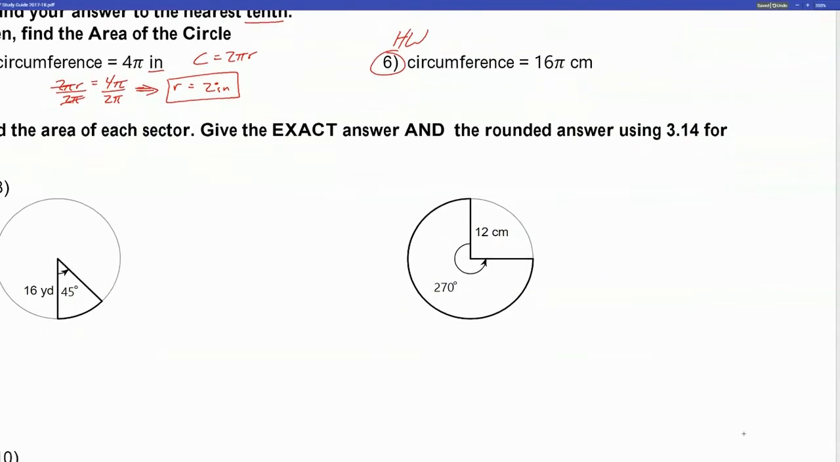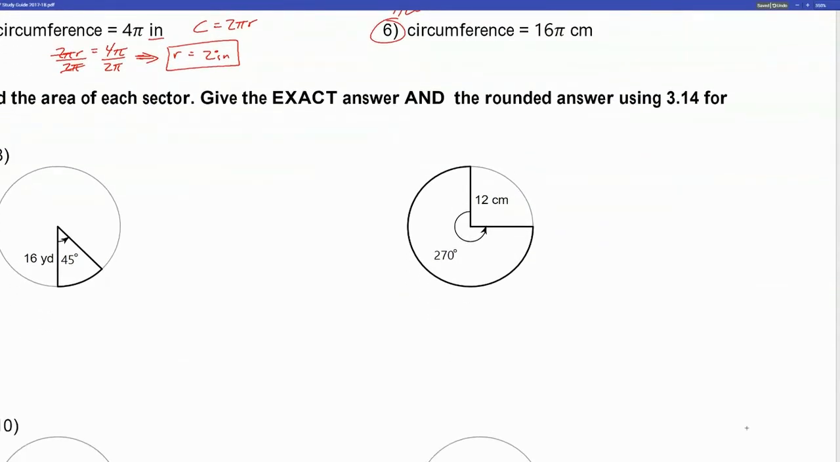All right, number 7. So again, number 6 is for you. Number 7, find the area of each sector. Oh, good, sector area. Give the exact and round your answer using 3.14 for pi. All right, so we have, again, our sector area formula.